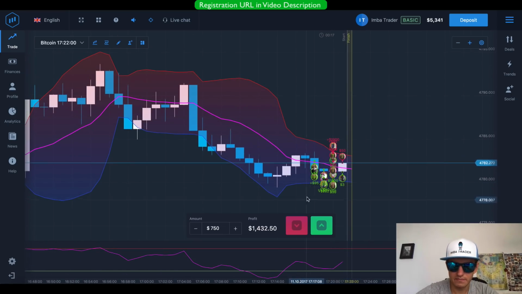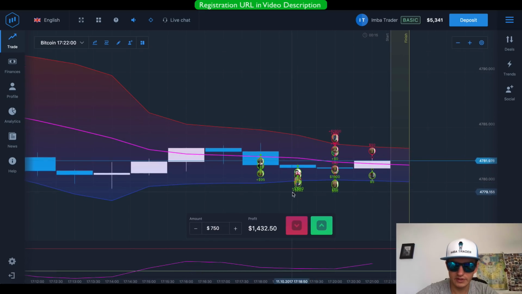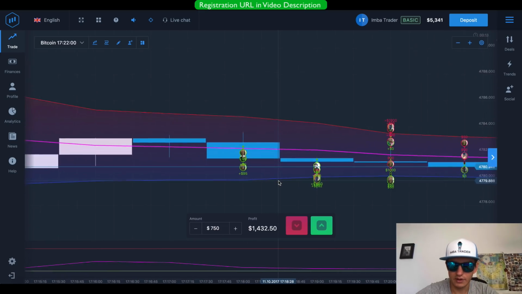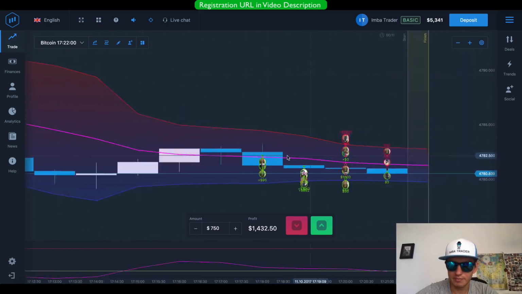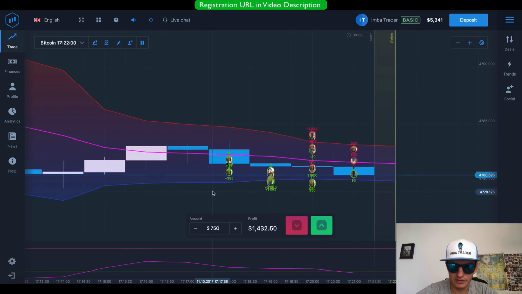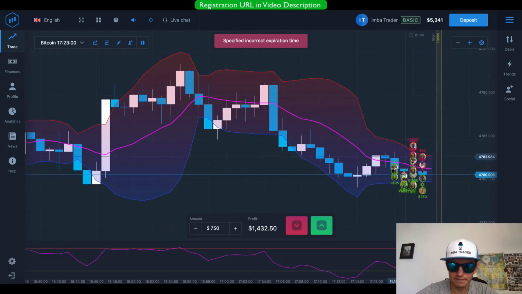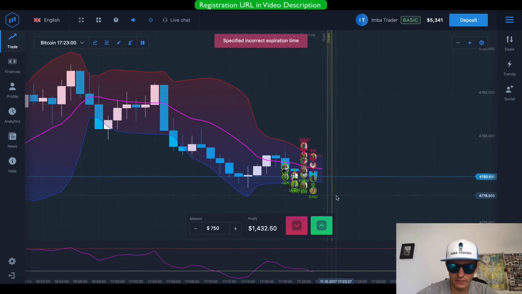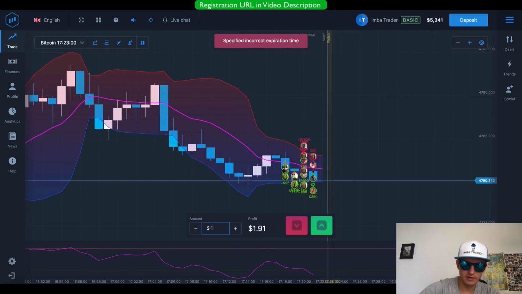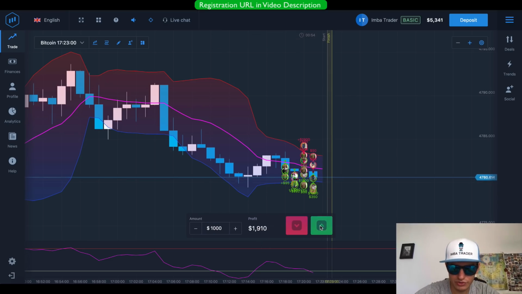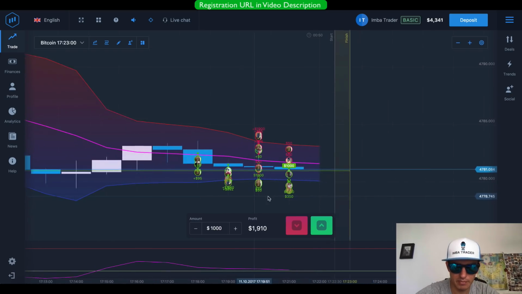You can see here all the trades that other people are making. Somebody does $50, somebody does $3, and somebody does $1,900. All right, didn't catch the right moment. So here I would switch to $1,000. Probably not the best entry point.